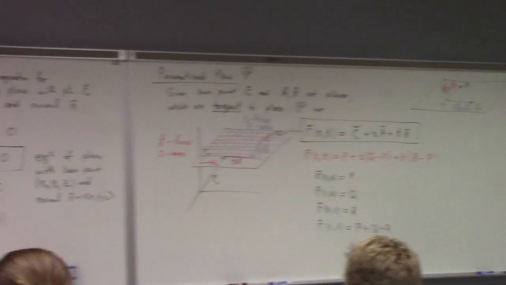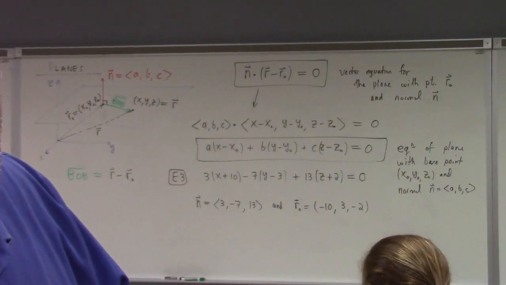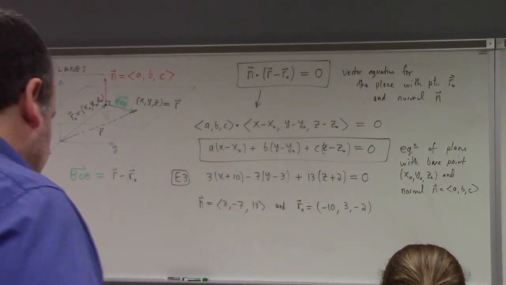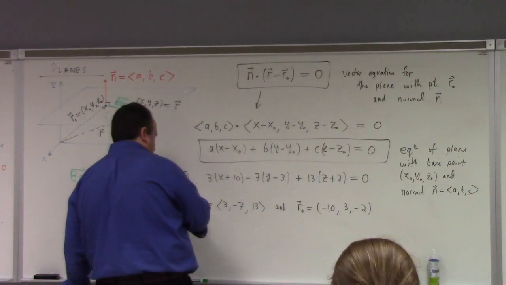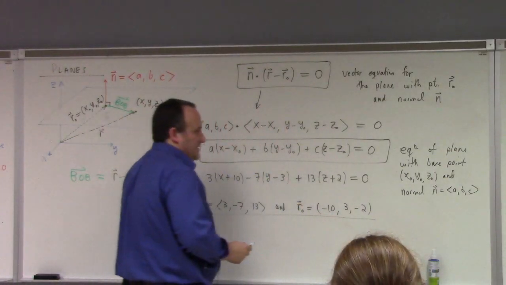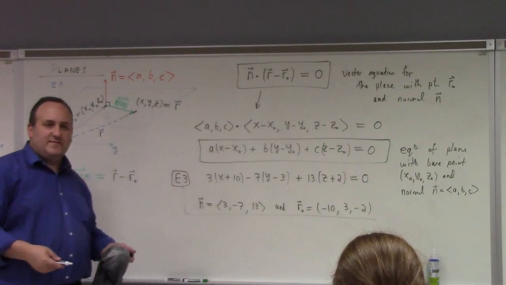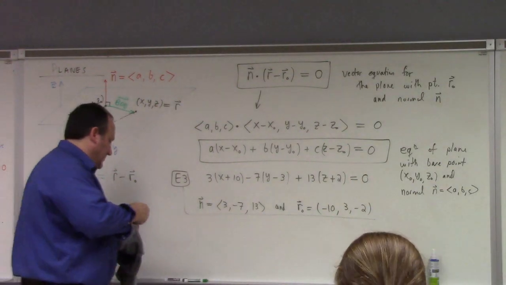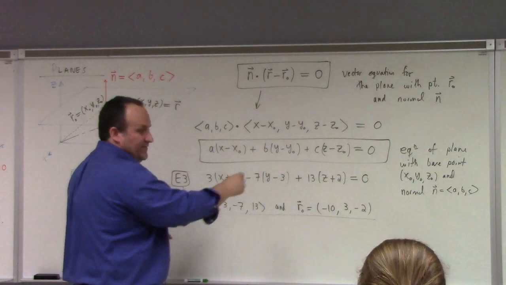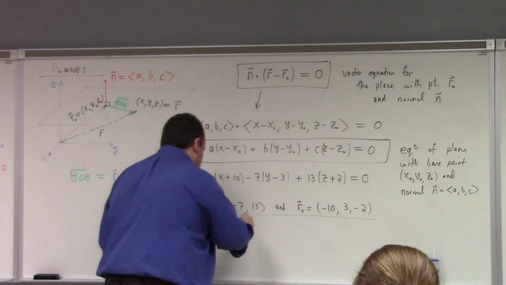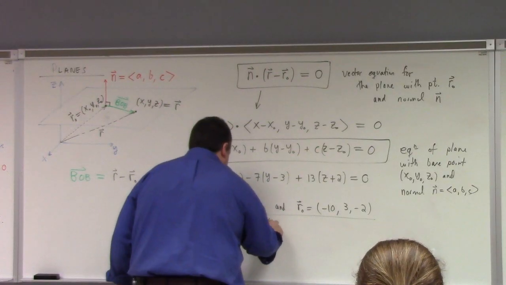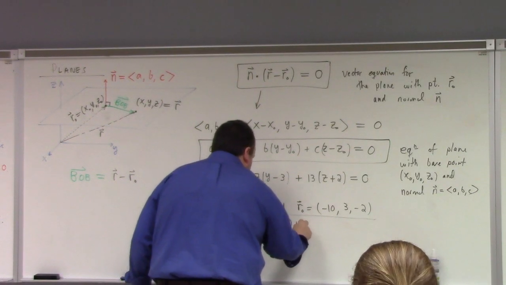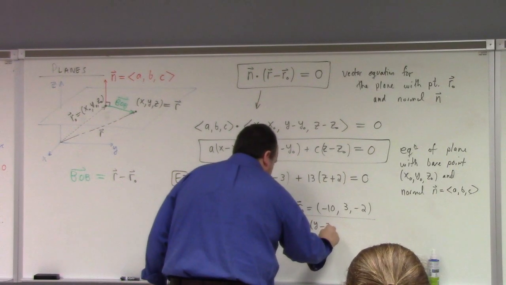I don't know how much you remember about your work in parametric stuff last semester or whenever you took this, but a lot of that ad hoc algebra stuff you did is still possible, like solving for a variable. Here, if I solve for z, I have z equals what? Minus 3 times x plus 10 plus 7 times y minus 3, right?